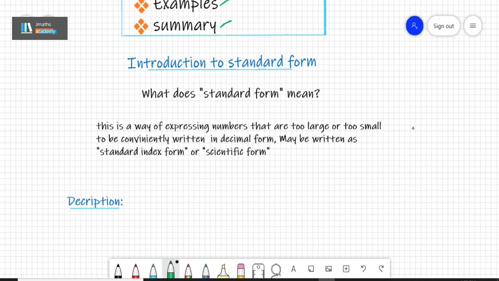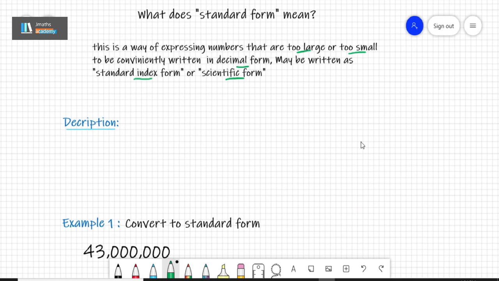So, what does standard form mean? In case you don't know, standard form is just another way of expressing numbers that are simply too large or too small to be conveniently written in decimal form. They may also be called standard index form or scientific form. So let's move on to its description.